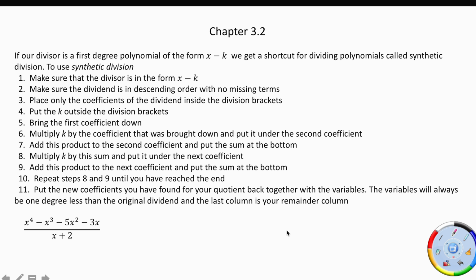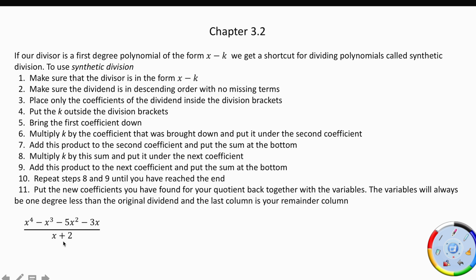Chapter 3.2, Synthetic Division. If we're trying to divide two polynomials, and one polynomial is in the form x minus k, in other words, the leading coefficient has to be 1, and it has to be linear, so there can only be a variable term and a constant, then we can do our dividing with a shortcut called synthetic division. Here are your steps to do the synthetic division, and we'll explain them down here.